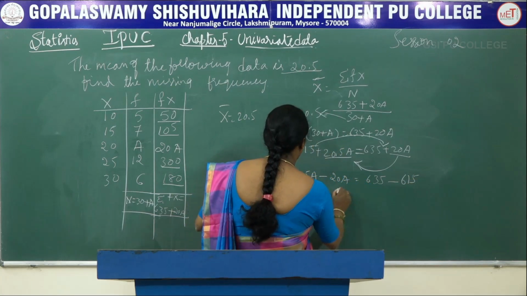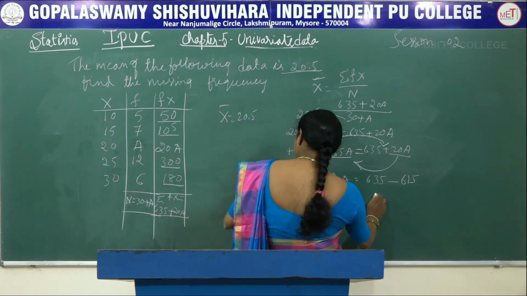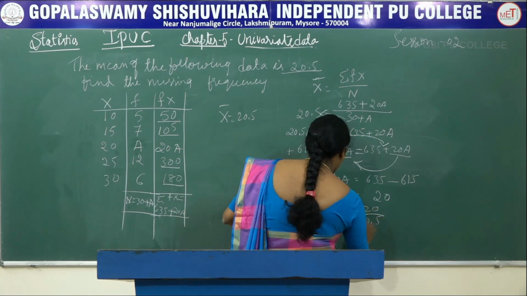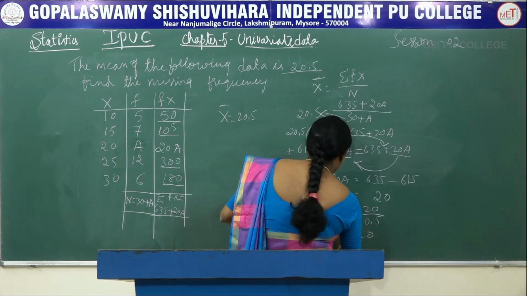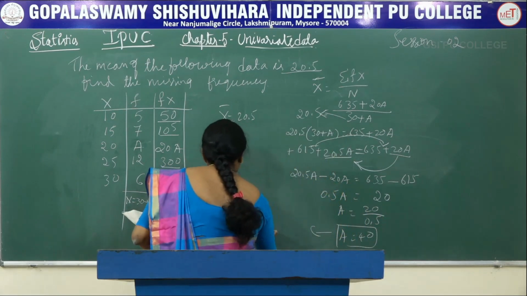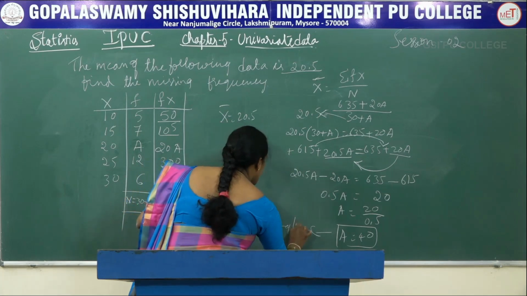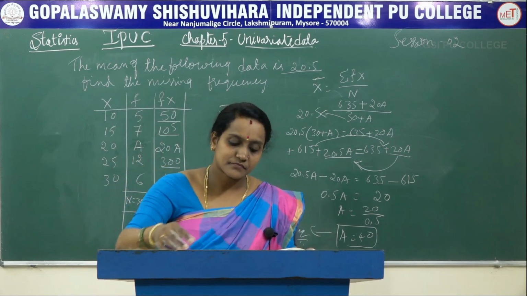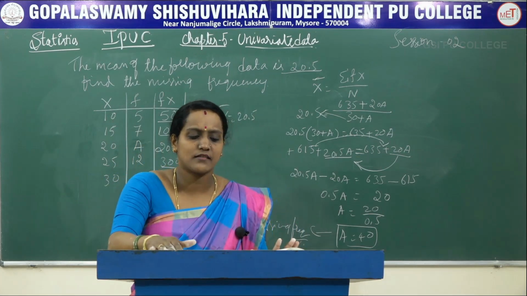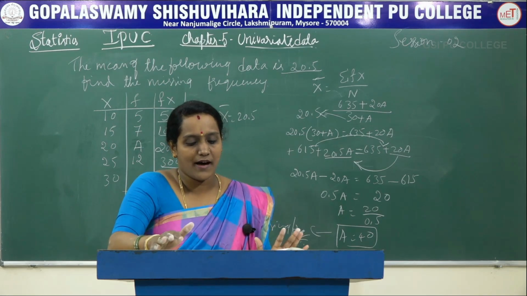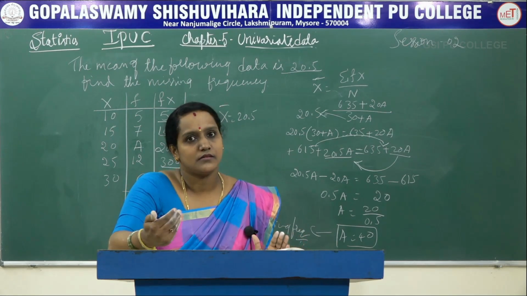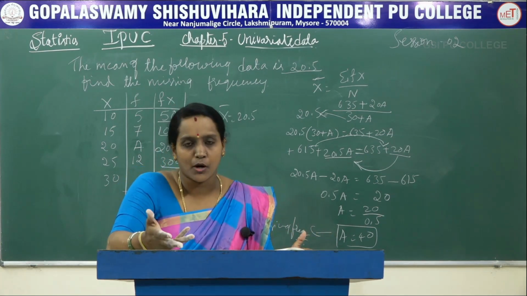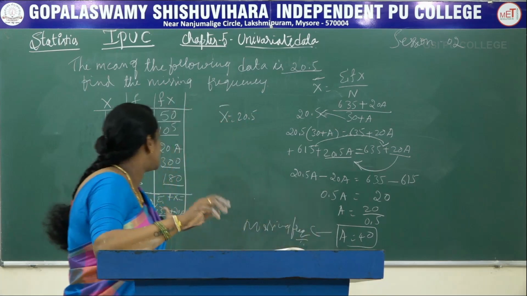So the difference of this is 0.5A is equal to 20, and A is equal to 20 divided by 0.5, and A value is 40, and this is your missing frequency. So our missing frequency is 40. Similarly, we will calculate the missing values for continuous case also. In continuous case, what we will do is, we will find the midpoint, then we will do the same procedure.